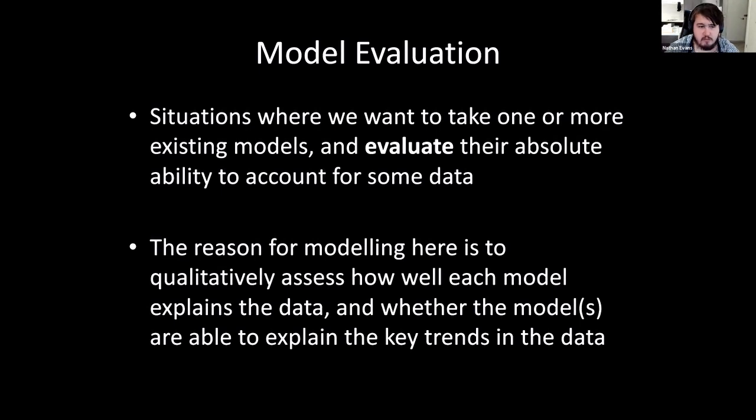All right. So the last one is model evaluation, and I'll go through this one a bit quicker. This is situations where we want to take existing models and evaluate their ability to account for some pattern of data. Before, in both model application and model comparison, we were quantitatively assessing the models, right? Quantitatively assessing if the parameters differ, and which of the theoretical models is better. Now this is more of a qualitative approach. We want to see, do the predictions of the model provide a good match to the pattern of data that we're seeing?